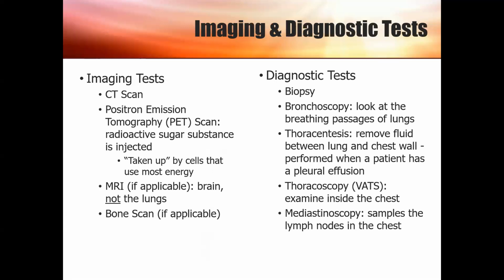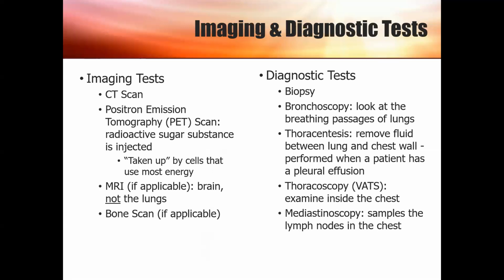A thoracentesis is when they numb the skin of the chest and a needle is inserted through the chest wall and into the space between the lung and the wall of the chest where fluid collects. The fluid is removed and then checked by the pathologist to determine if it contains cancer cells. This procedure is performed if a patient has a pleural effusion.